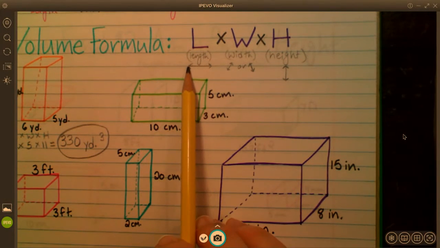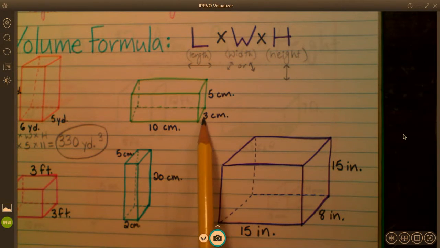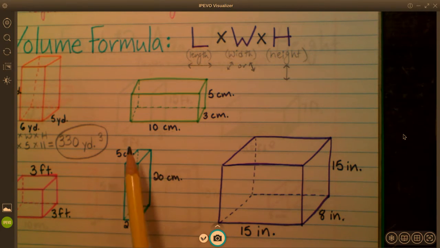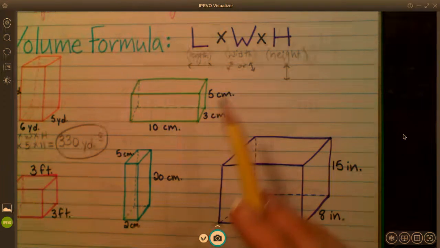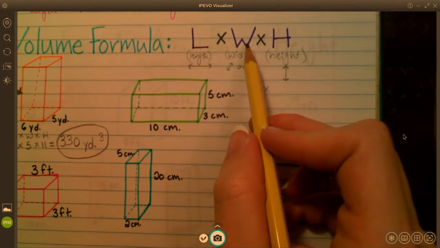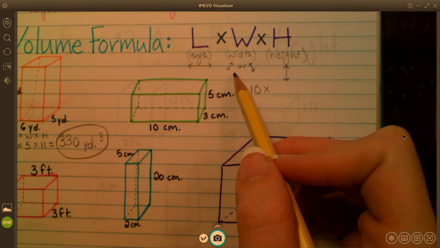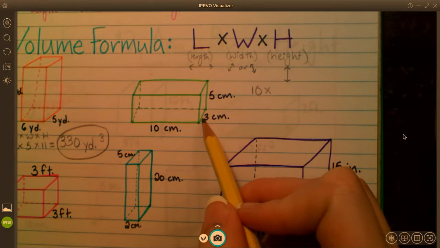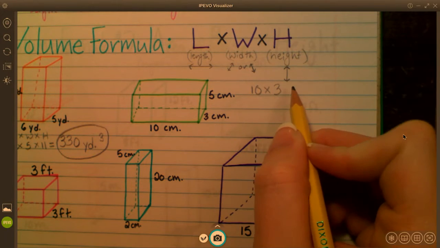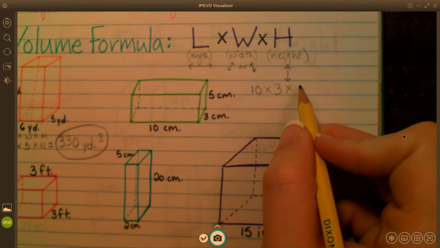Remember, our length, that goes from left to right. So if I'm looking here, I'm looking at the 3 measurements they give me. 10 centimeters, 3 centimeters, 5 centimeters. Well, the measurement that lines up with the side going left to right is 10 centimeters. So 10 times, then I need to find my width. Remember, the width is the thickness, so it usually has that kind of slanted diagonal line to show us how thick the prism is. Well, that matches up with my 3, that diagonal line. So 10 times 3 times then the height, or how tall it is. Well, that matches up with the 5 that they gave me.